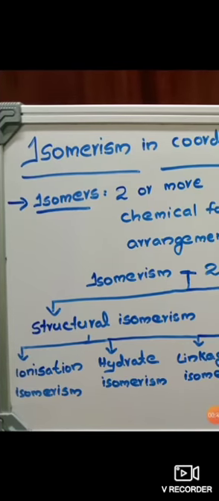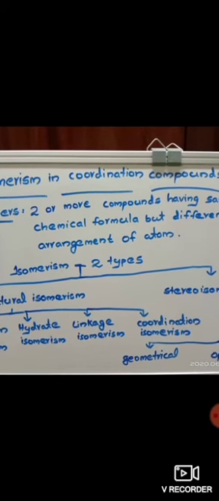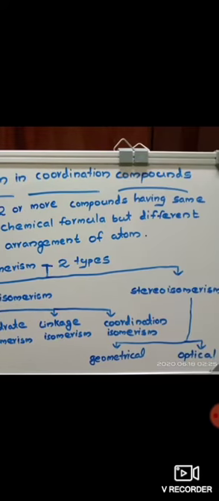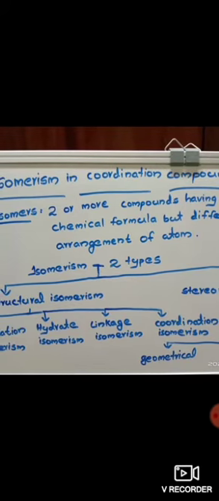What do you mean by isomerism and isomers? The compounds having same molecular formula but different spatial arrangement or structural arrangement is known as isomers, and this phenomenon is known as isomerism. Isomers are two or more compounds having same chemical formula but different arrangement of atoms, maybe structural variation or spatial variation. So that is known as isomers.